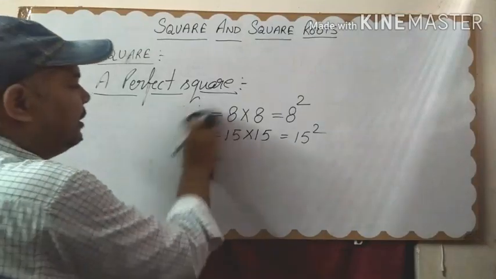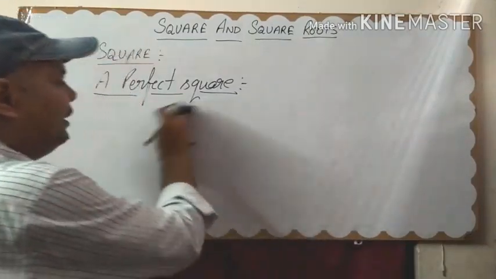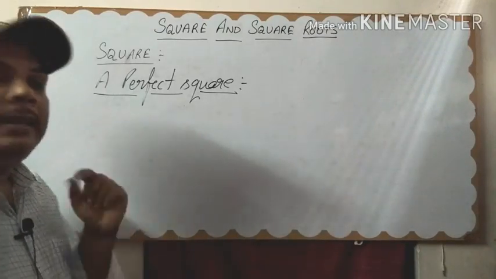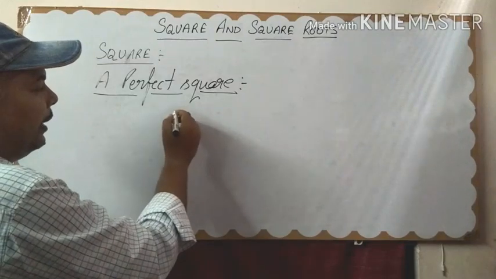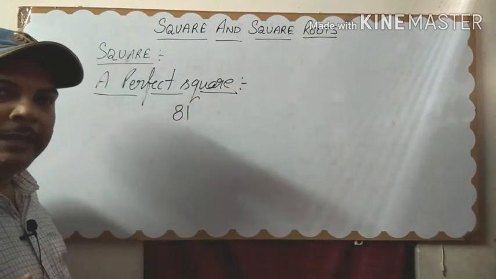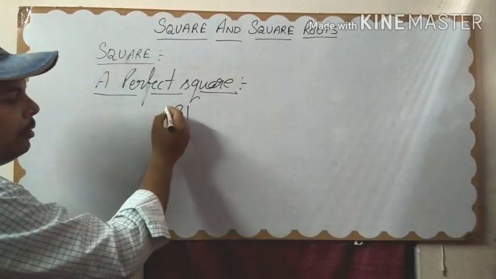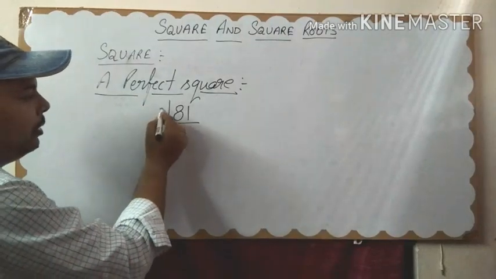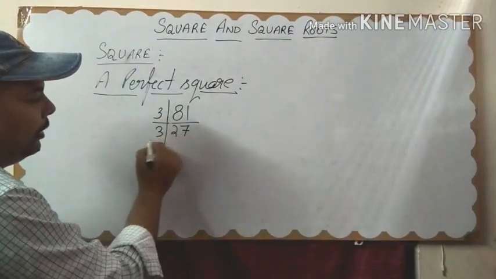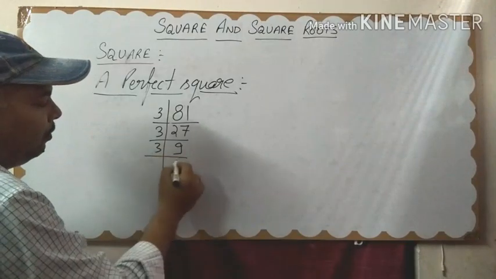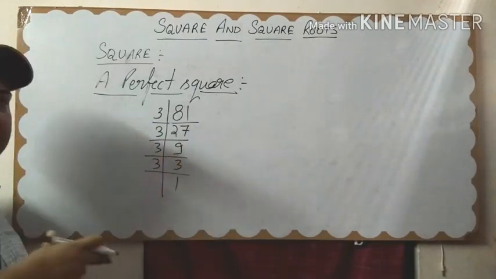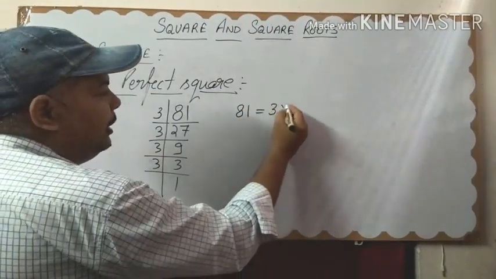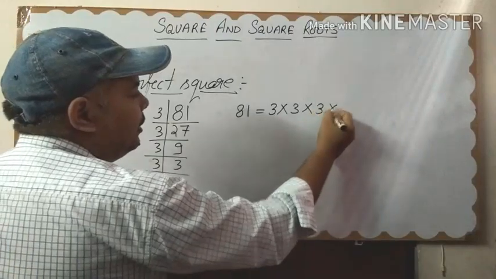Okay, let's talk about how, if a number is given, we find whether it is a perfect square or not. Suppose we are taking a number 81. Clear? First we find the prime factorization. First we do the prime factorization of the given number. You know very well how we factorize the number. This is the prime factorization of 81. So we will write all factors of 81 here: 3, 3, 3 and 3.